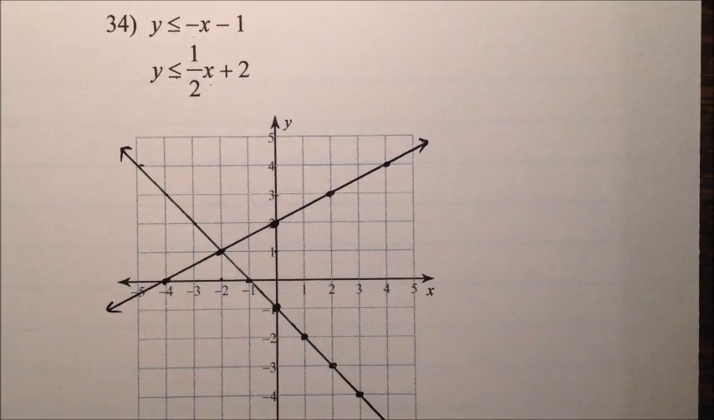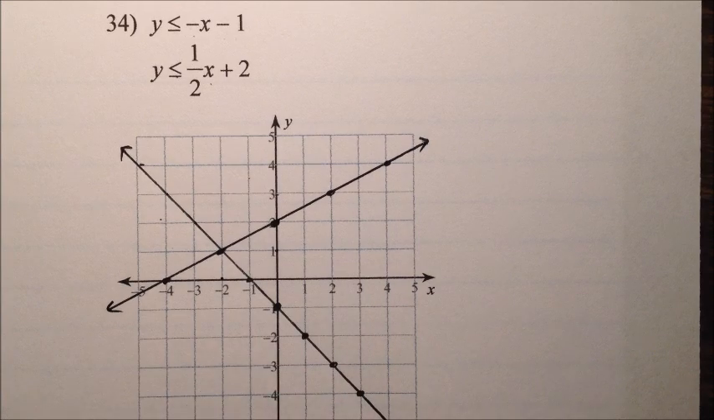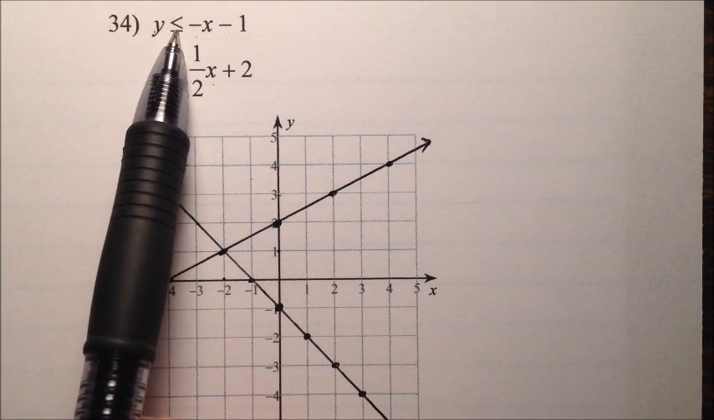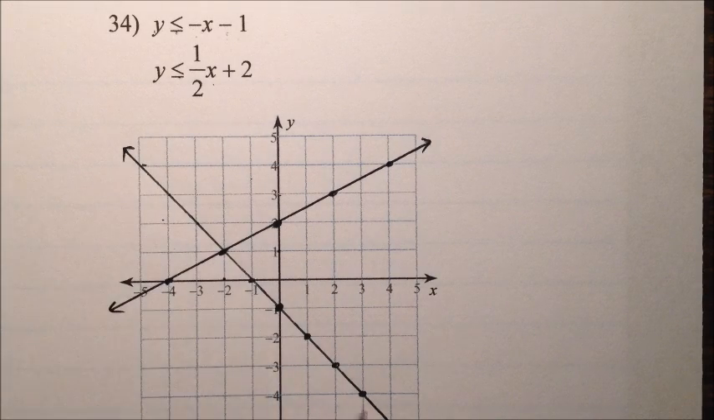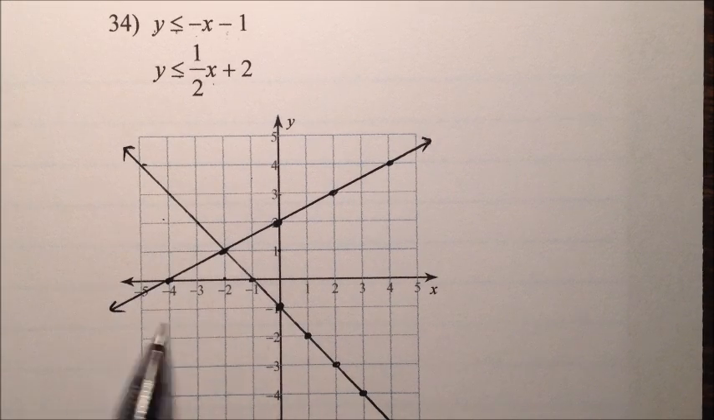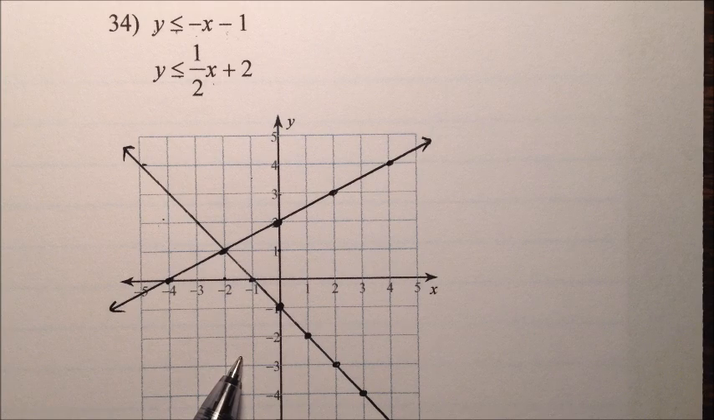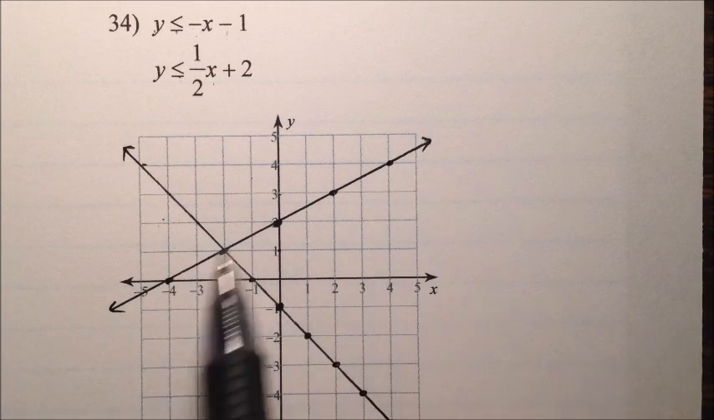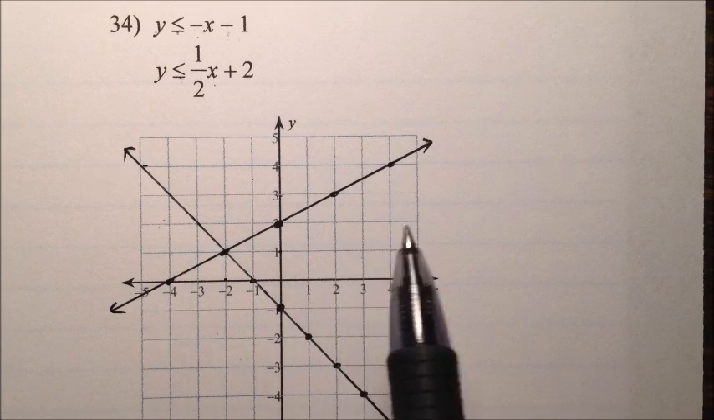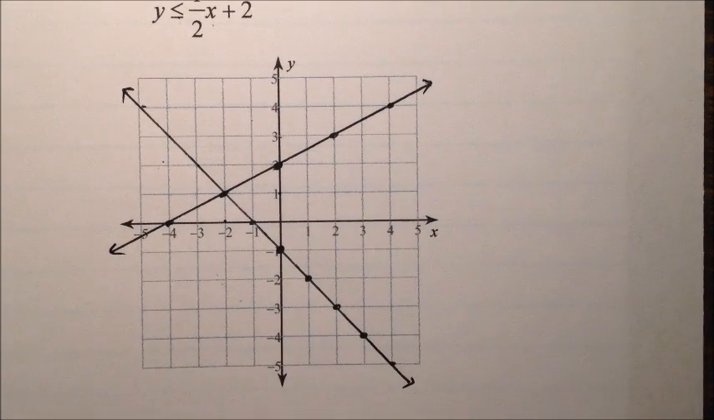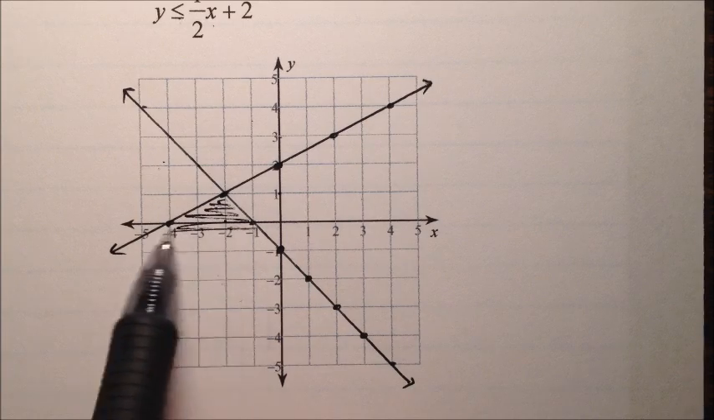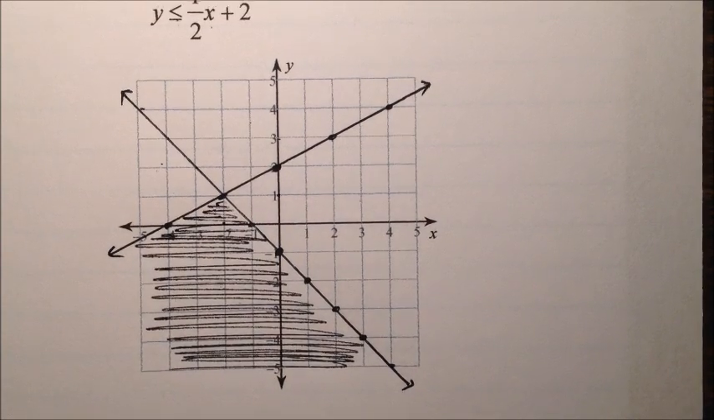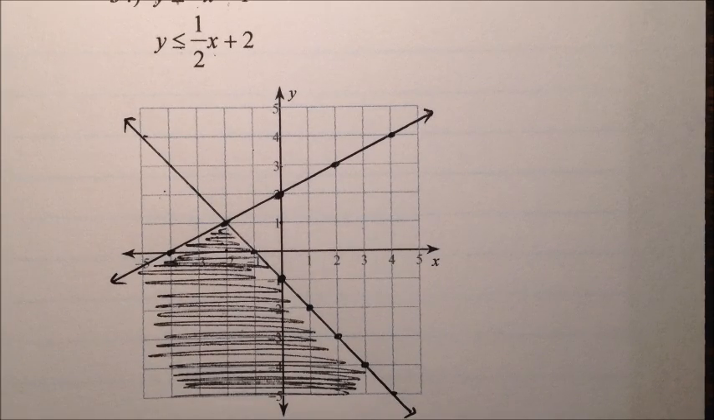Okay, so now we need to decide which of these four regions to shade. Which one is the solution region? So y is less than or equal to negative x minus 1, which is this line, so it's less than this. So we know it's below it, so it's either this region or this region. And this one says y is less than or equal to 1/2 x plus 2. So less than this is either this region or this region. And notice we said this region both times. So this is the solution region. So we'll shade that in right there, and that's the answer to number 34.